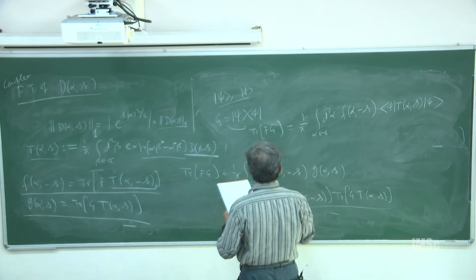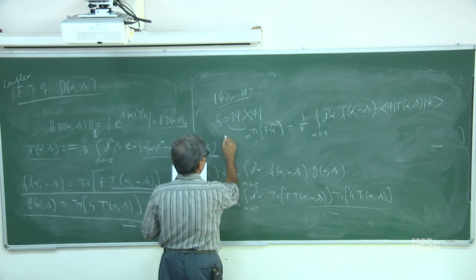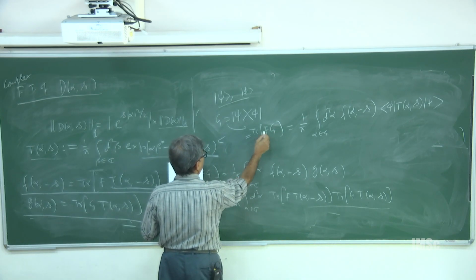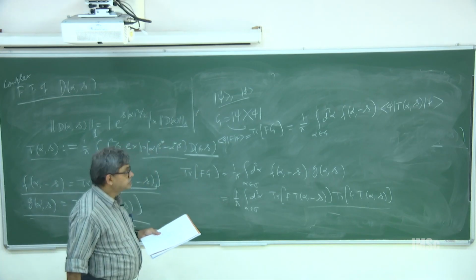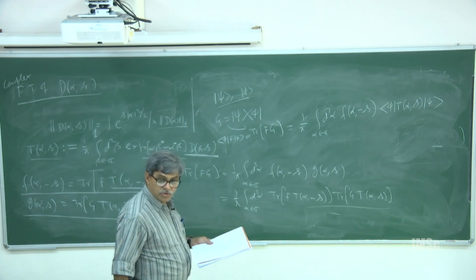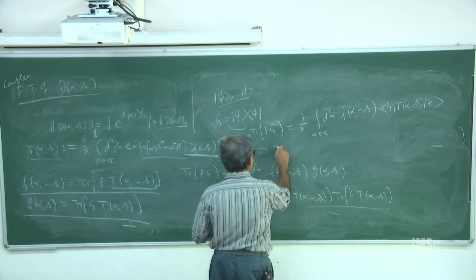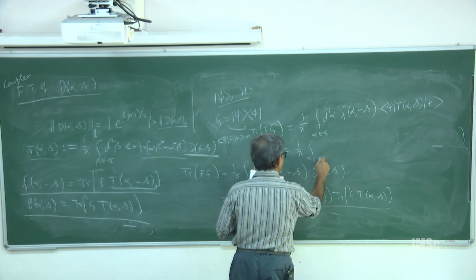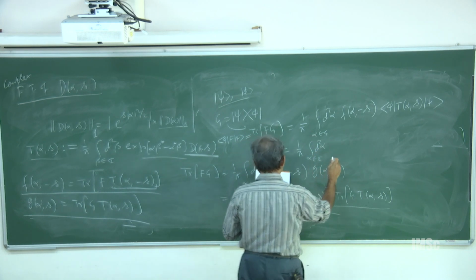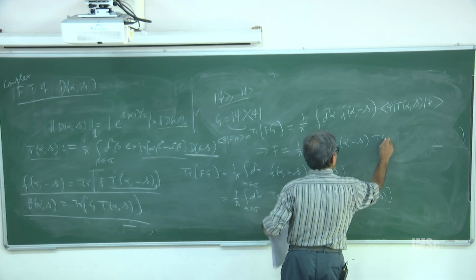And this is what? This is your phi f psi. So phi and psi are arbitrary. This tells you that your f has to be 1 upon pi, integral over alpha belonging to C, d square alpha, f of alpha minus s, then t of alpha s.